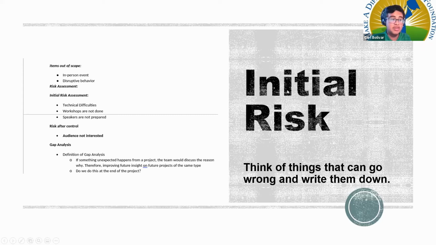Initial risk assessment. On the top of your head, what are the riskiest things that can happen? Think of them and then write them down. For this part, you'll have to be a little bit pessimistic, but being a pessimist is not that bad when thinking about risk.